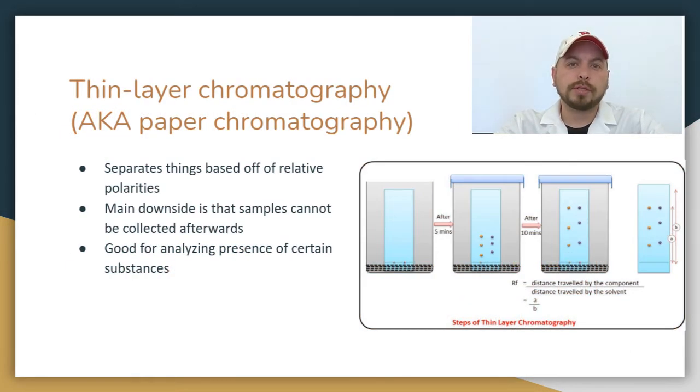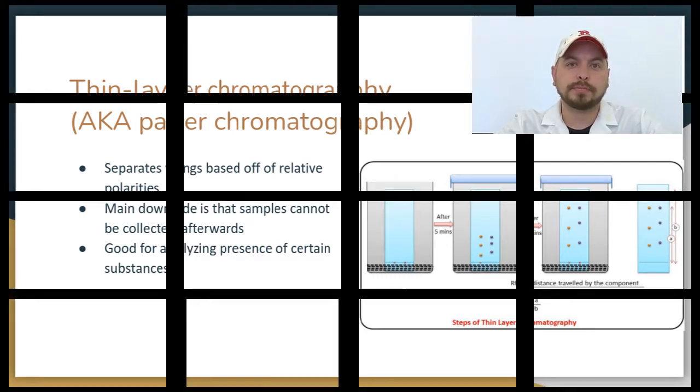Now, thin layer chromatography, sometimes also known as paper chromatography, is going to be able to separate things based off of their relative polarities. But something to be aware of is you can't actually collect a sample, or at least a large sample, of the material when you do this. So it's really good for analyzing the presence or absence of different substances, but it's not very good at actually purifying a substance or collecting a uniform sample of a substance.